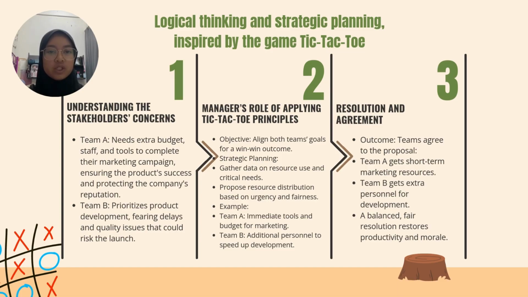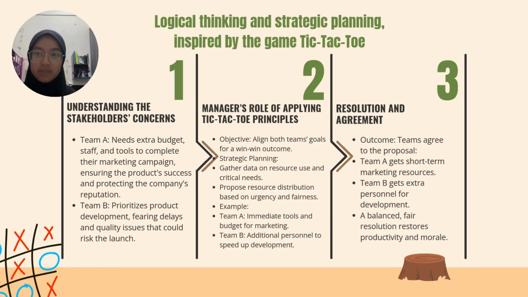So just now I've mentioned that logical thinking and strategic planning are part of the tic-tac-toe game, which can apply in a workplace scenario. So the first step is to understand the stakeholders' concerns. Just like I've mentioned, each of the departments has their own concern, which is Team A needs extra budget, extra staff, and tools to complete their marketing campaign to ensure that the product is a success and they can protect the company image and reputation.